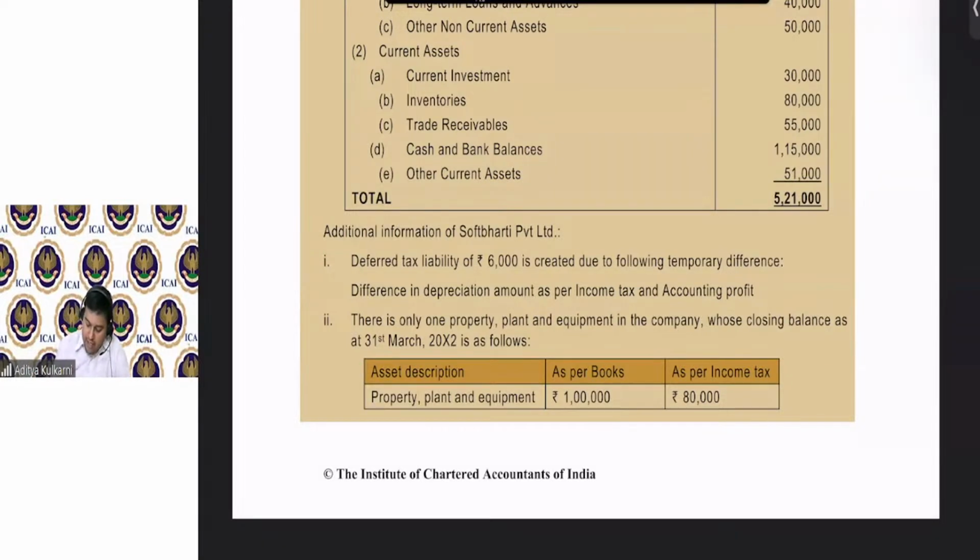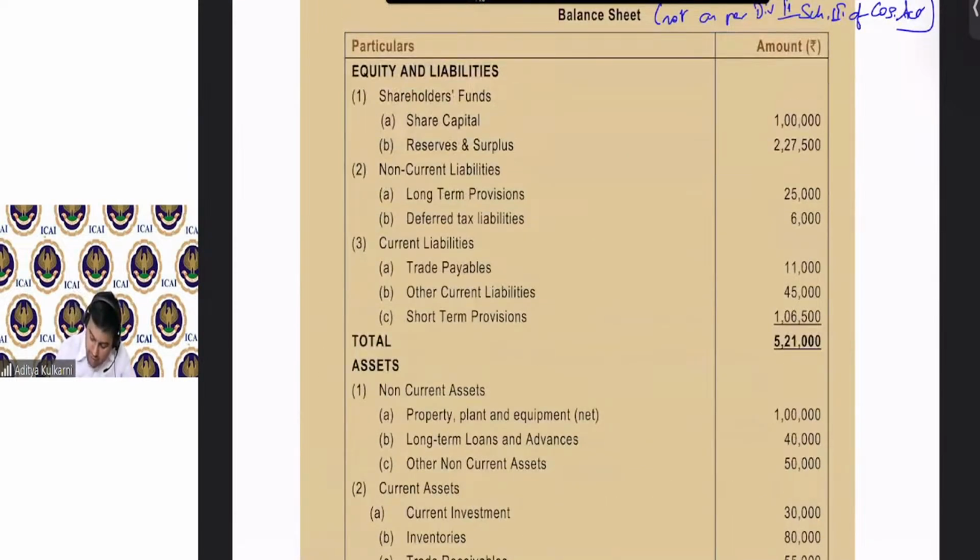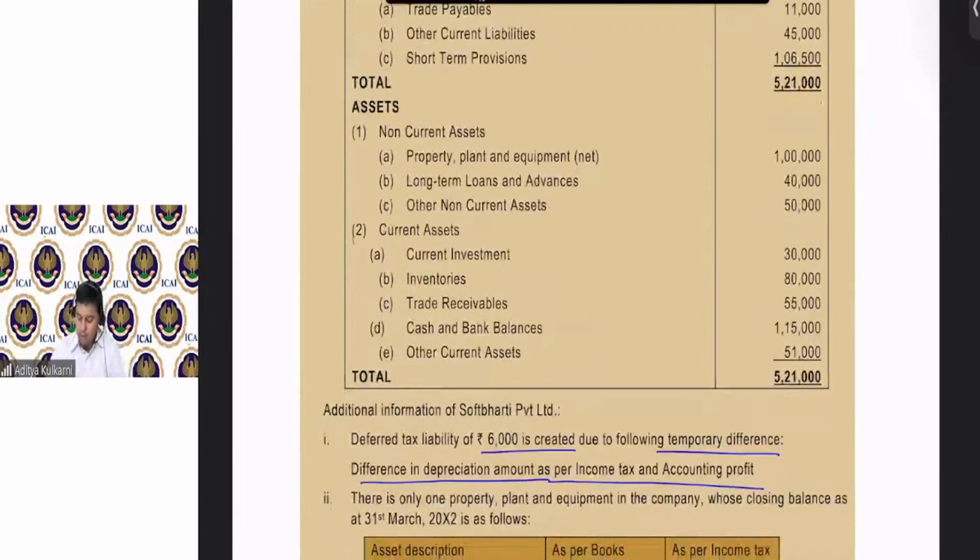Okay. Deferred tax liability of 6,000 is created due to the following temporary difference. Difference in depreciation amount as per income tax and accounting profit. So deferred tax, you have adjustment 1. Okay. Tell me, is difference in depreciation a correct ground for creating deferred tax liability in line with Ind AS 12? Is it a temporary difference? Is it a non-temporary difference? That is the first question. Is it correct to make a DTL in this case?